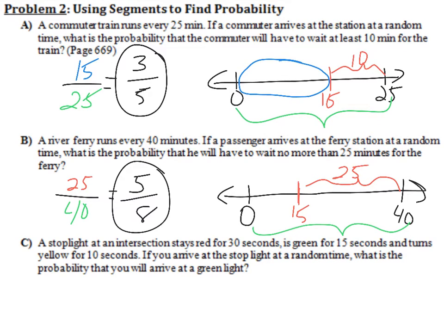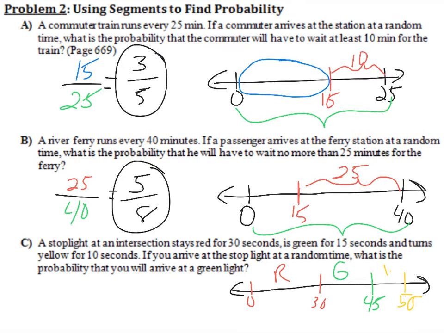Our last example, a stoplight at an intersection stays red for 30 seconds, green for 15 seconds, and then yellow for 10 seconds. So if I start here at 0 and I want 30 seconds for red, and then it's green for 15 seconds, so that would bring us up to 45 seconds, and then yellow for 10 seconds, which would put us at 55. Okay, this is what our number line would look like.